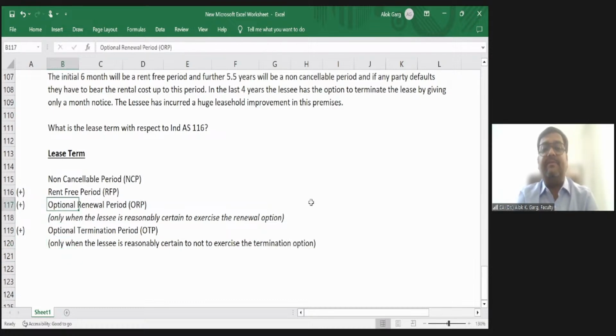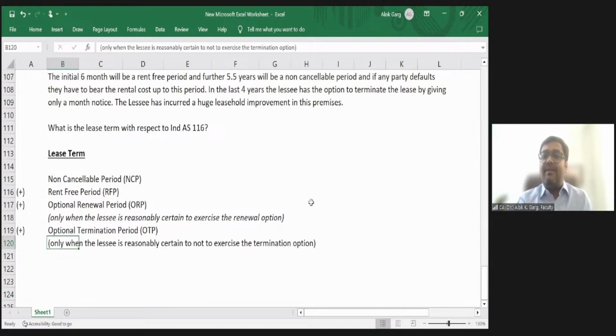In the upper case where the renewal option is there, I have written that when the lessee is reasonably certain to exercise the renewal option. In case of optional termination period, I have written that when the lessee is reasonably certain to not to exercise the termination option. This is a 10-year contract, right? The first six year is rent free and non cancelable. So we all understood 6 साल तो होगा ही होगा, right?